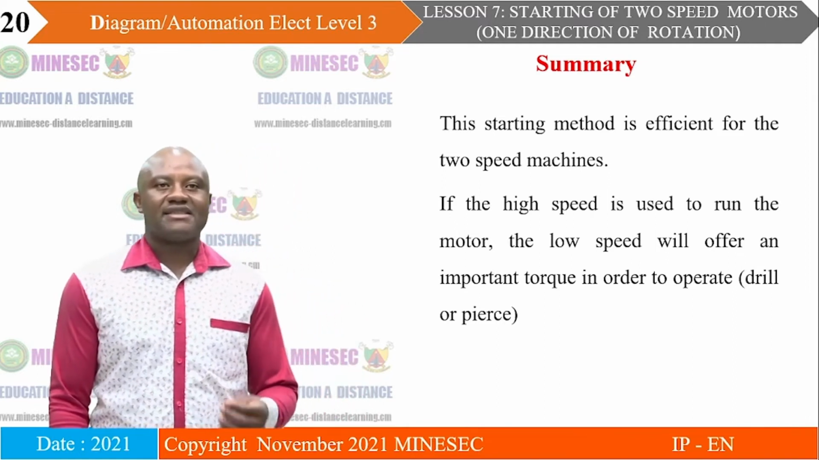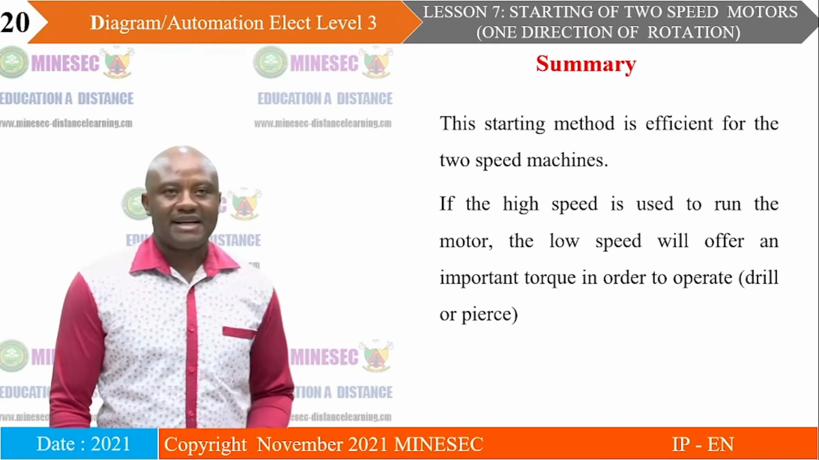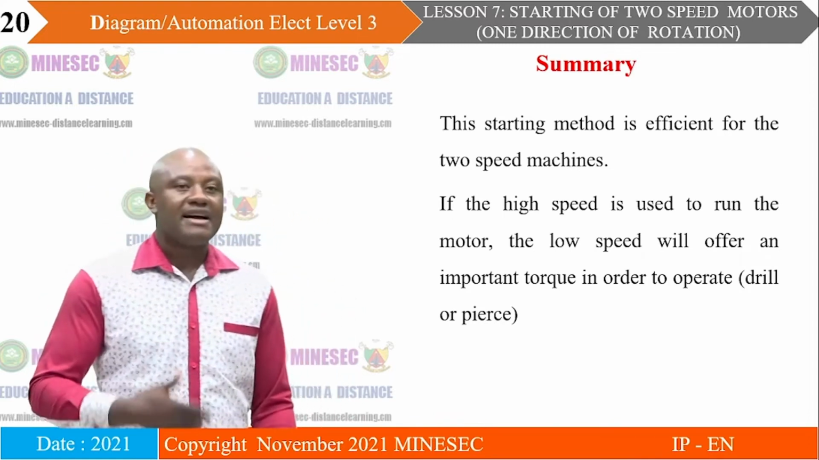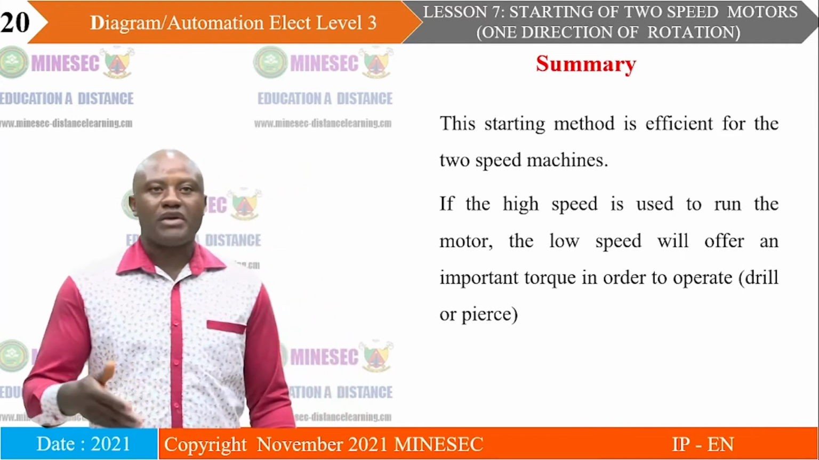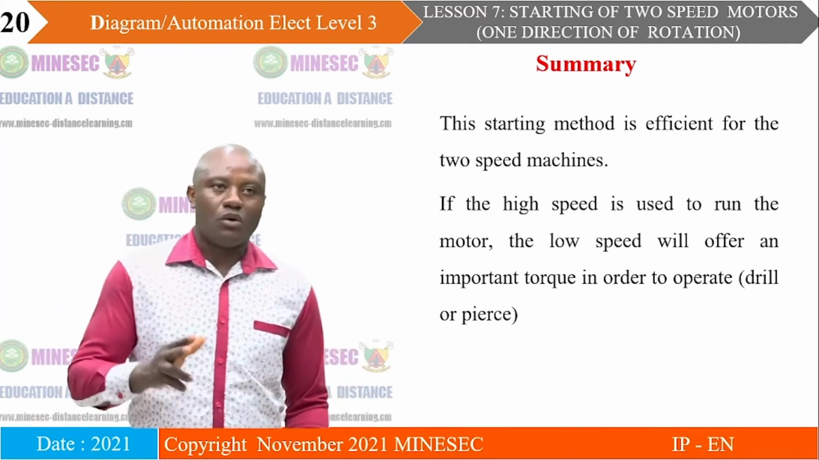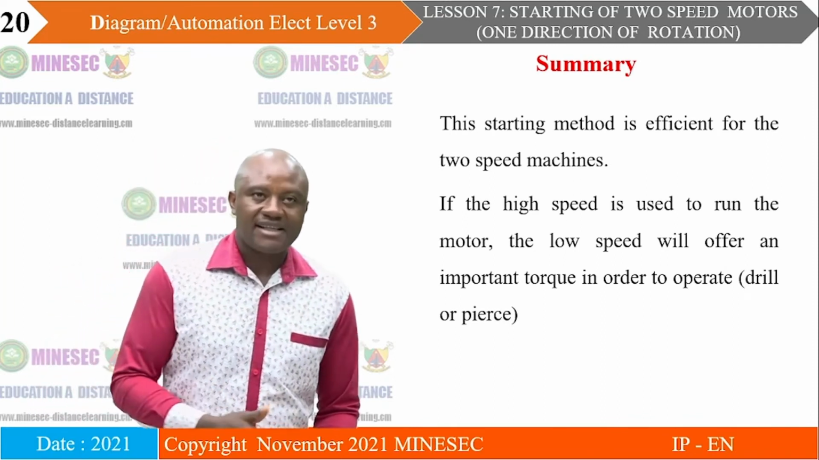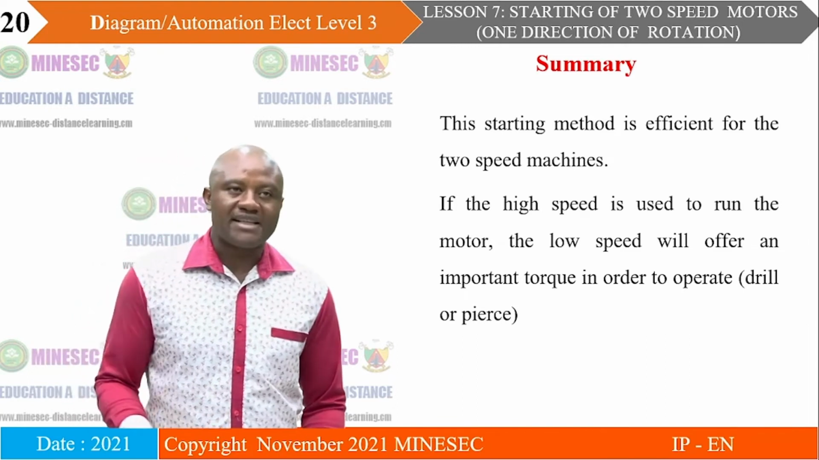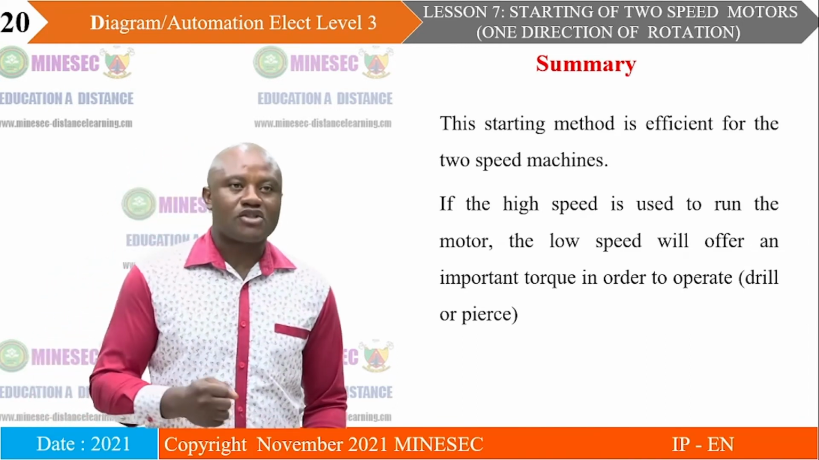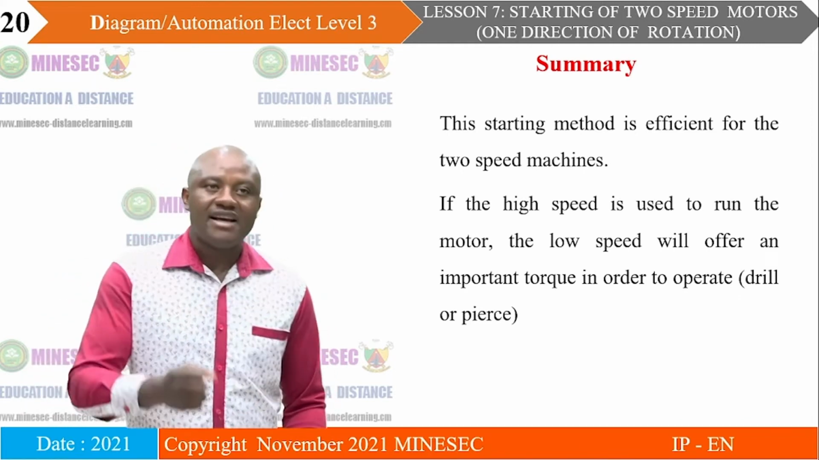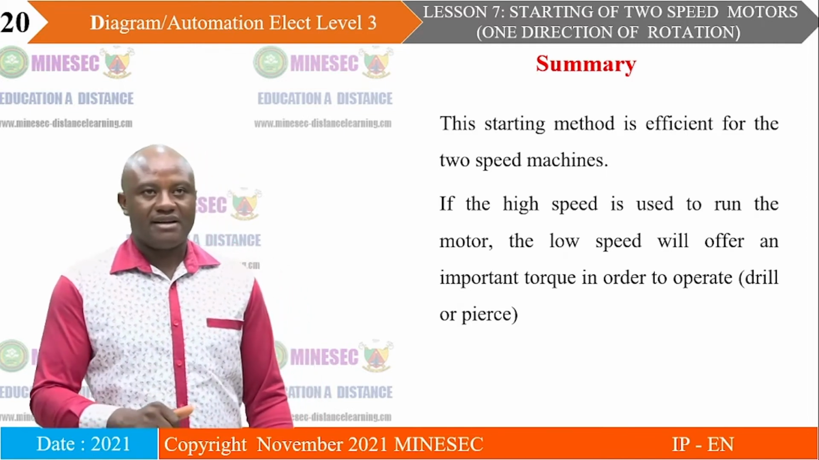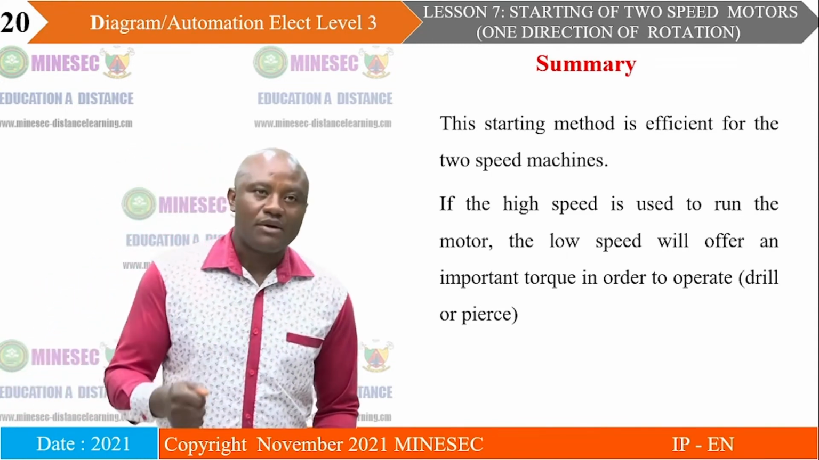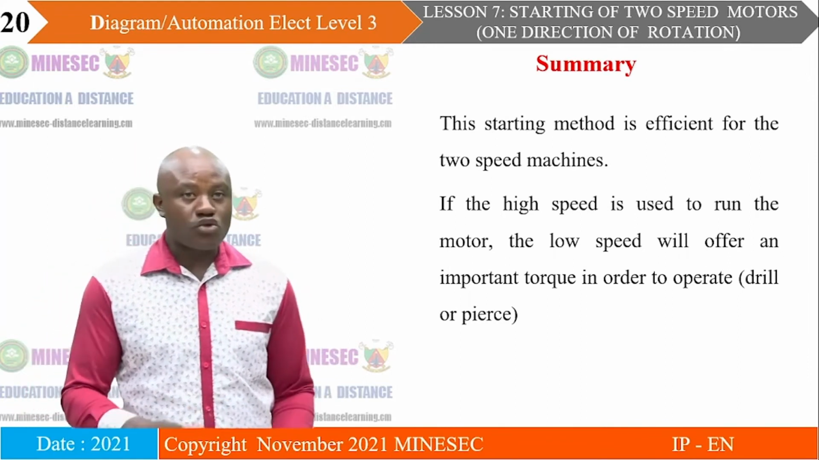If the high speed is used to run the motor, so you start the motor, take the example of the drilling machine. When you start a drilling machine, you will always notice that it runs with high speed at the beginning. As soon as you start drilling a part, you will notice that the speed reduces. So the low speed will offer an important torque in order to operate. That's why when you are drilling, you need a very strong machine, very strong power, and you are using a low speed. When you are drilling, you need high torque, so the speed should be low, because the low speed will offer an important torque in order to operate.